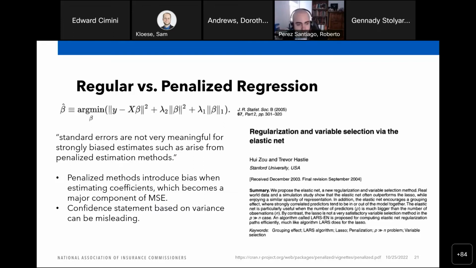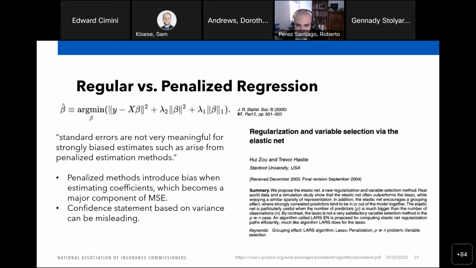And as we mentioned before, penalized methods introduce bias when we're estimating the beta coefficient, which then becomes a big component of MSE, mean square error, which if we recall is bias squared plus variance. And because of this, if we produce confidence intervals based on variance, they can be misleading for these methods.